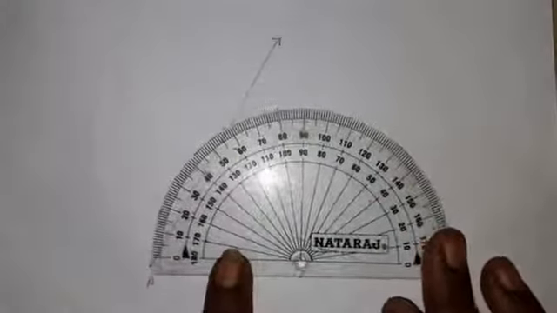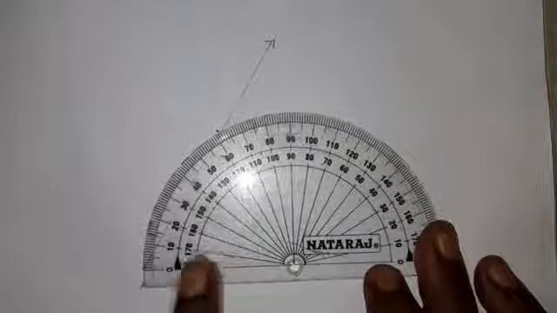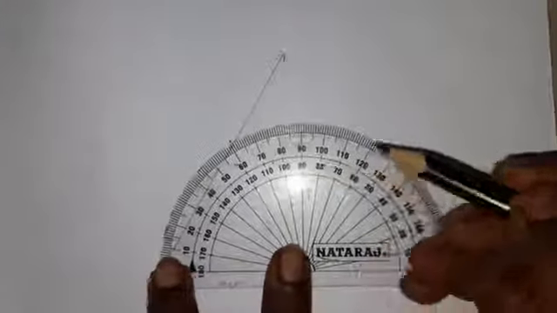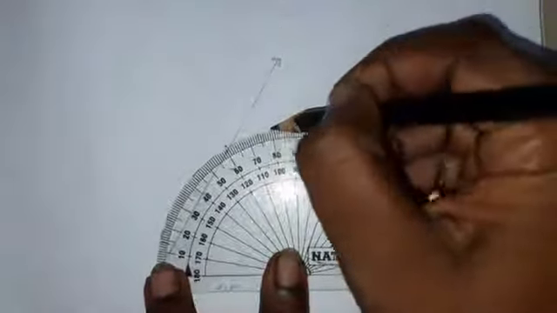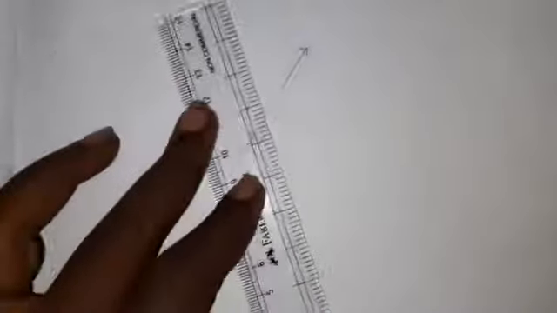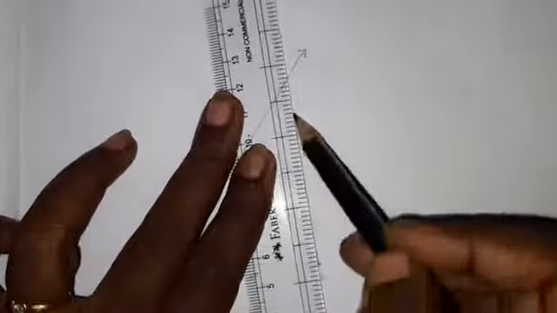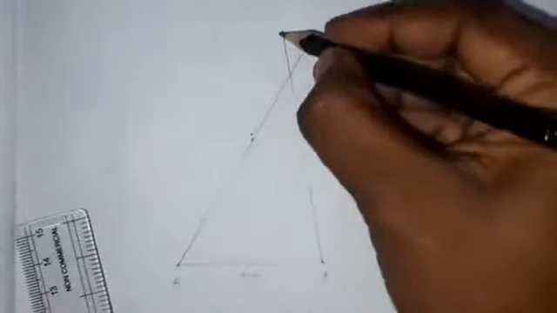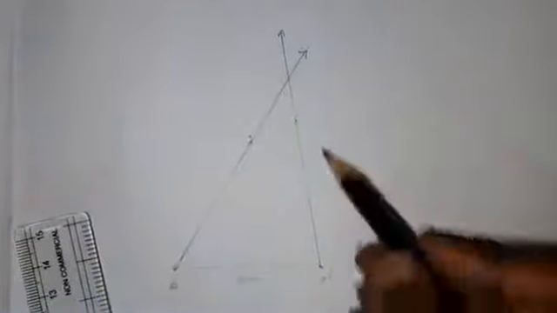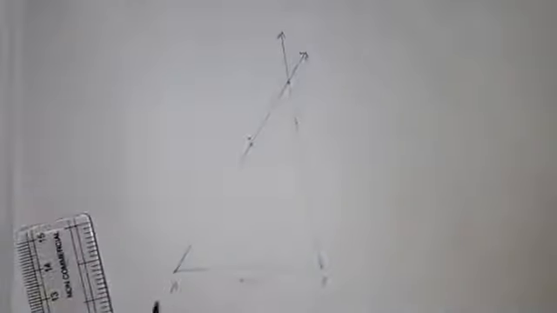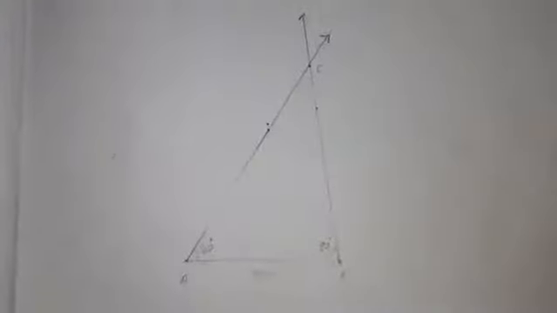Next you should mark 80 degree at point B. Take a protractor, place the protractor at point B, adjust like this, and mark 80 degree. Then take a scale, adjust that point with B and draw a line like this. Here see, both lines intersect now. Make a dot and mark C. Now you get a triangle ABC.